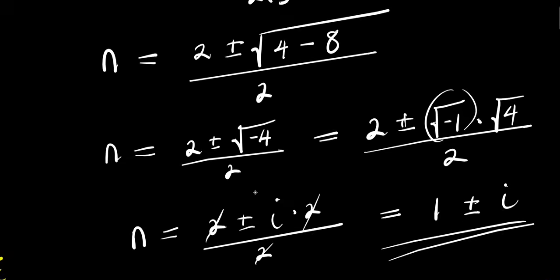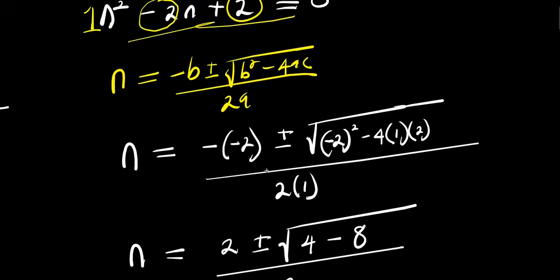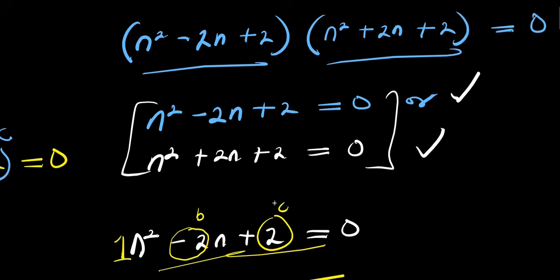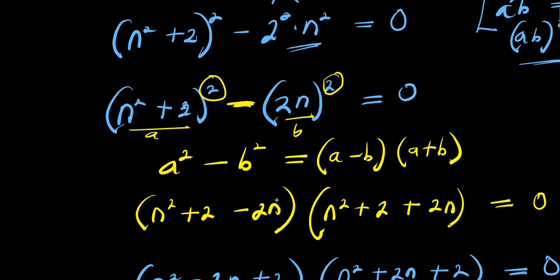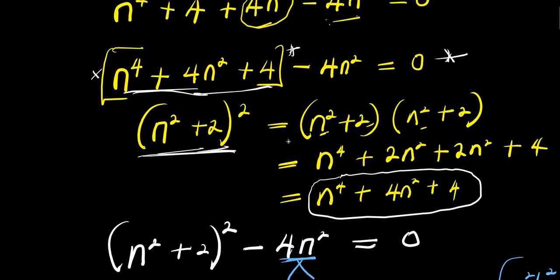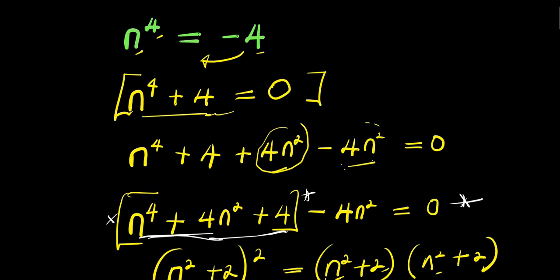So why we are having 4 different solutions is because the exponent is actually 4. So look at it here. We have n to the power 4. That is why we are having 4 different solutions.